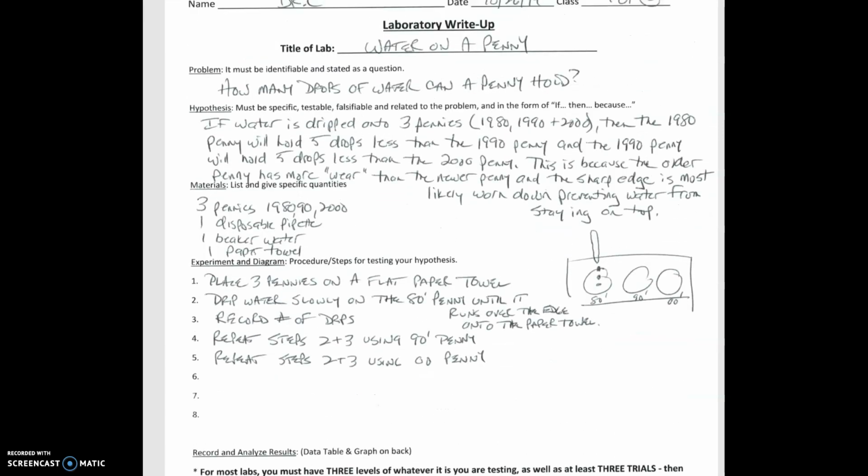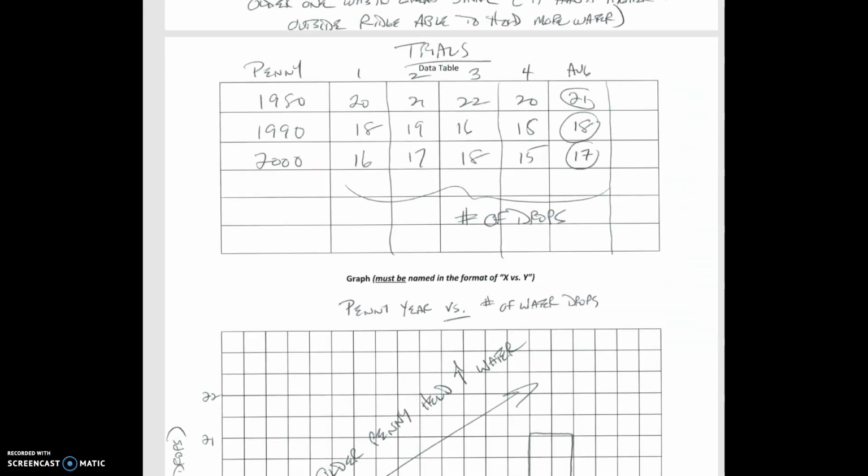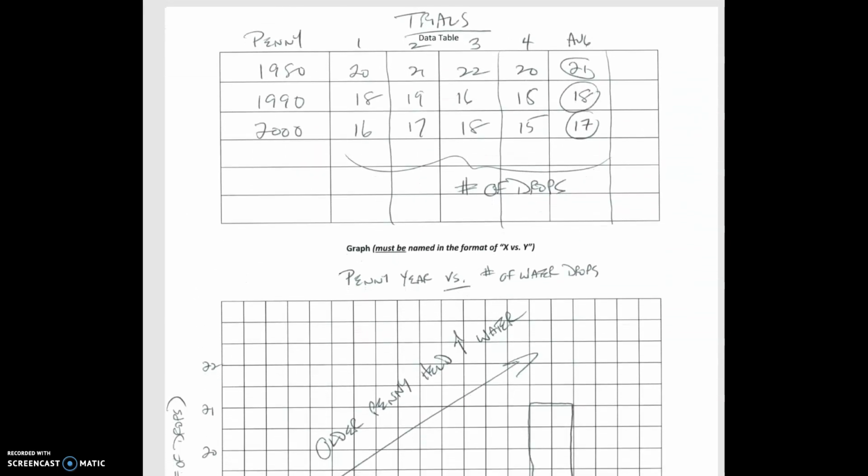And let's go down. We can go right over to our data table. Let's skip over the conclusion. We're going to go right over to our data. So remember that you have to identify what you're putting on here. I put the trials in columns like this, and the date of the pennies across here. So I did 4 trials, and I averaged out at the end.